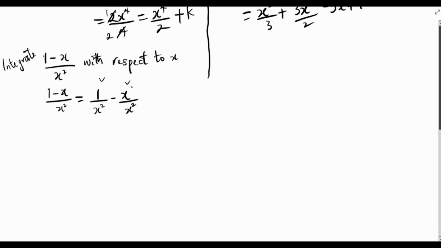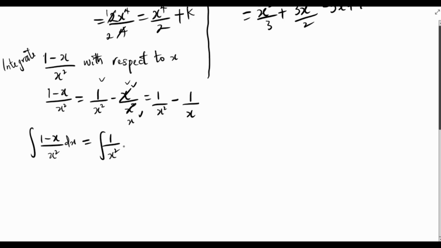Now, before we proceed, you see that x is common in both the numerator and denominator, which means we can write this as 1 divided by x squared minus, if we divide by x, 1 divided by x. So what we are integrating, 1 minus x divided by x squared dx, has now turned to 1 divided by x squared minus 1 divided by x dx. Good. Now we can rewrite this, taking them separately, as the integral of 1 divided by x squared dx minus the integral of 1 divided by x dx.